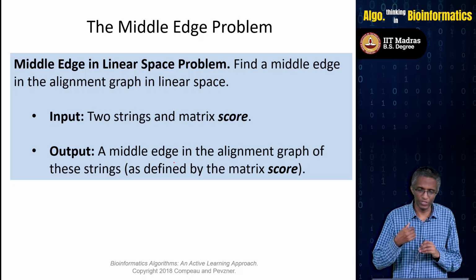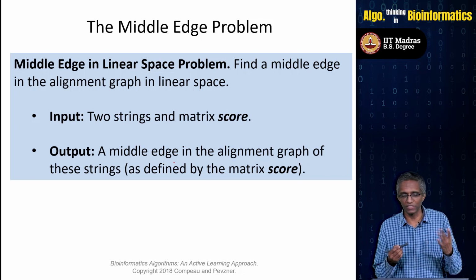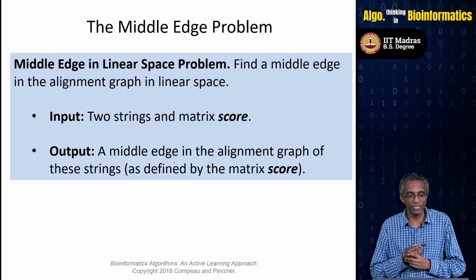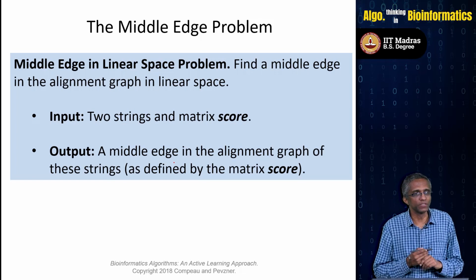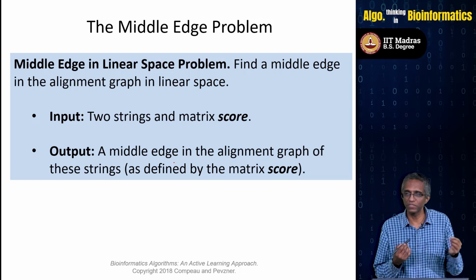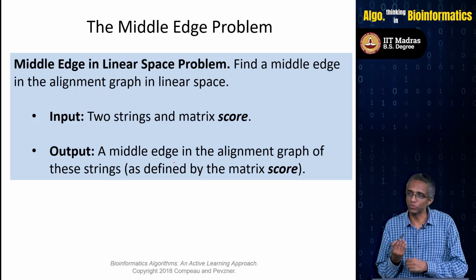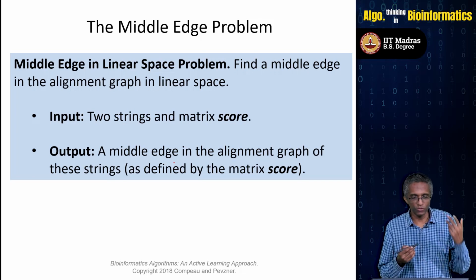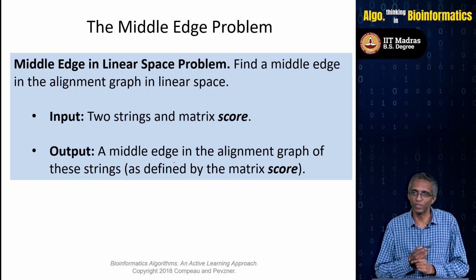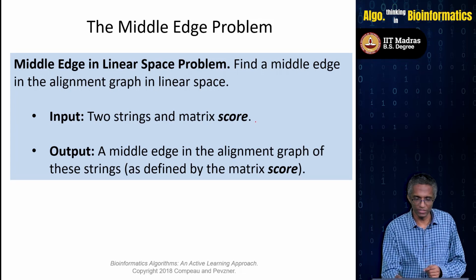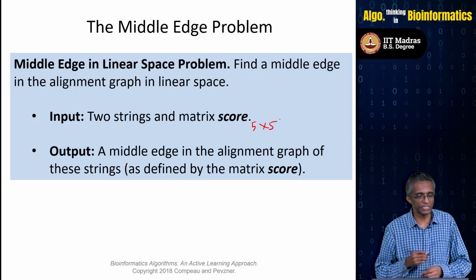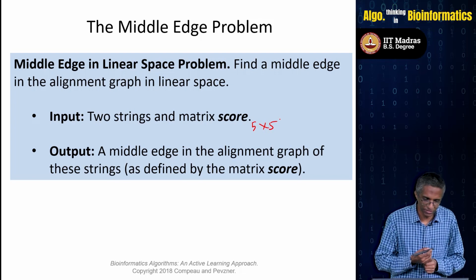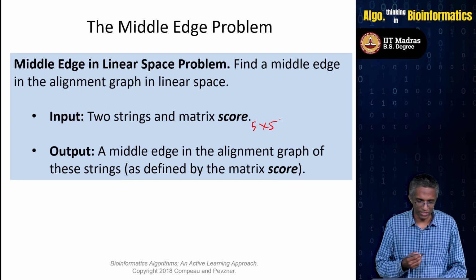So then this is the way to formulate that problem. So the middle edge in linear space problem is you want to find the middle edge in the alignment graph, meaning the middle edge taken by the best or the longest path from the source to the sink, right? Input is again 2 strings and a matrix score. So the score can be a general scoring matrix. We have seen that in DNA it is 5 cross 5, right? ACGT and dash cross ACGT and dash. Output is a middle edge in the alignment graph.